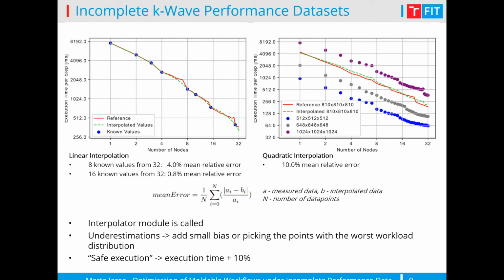Next, I also did some experiments on a domain size that hasn't been seen before and is fully interpolated based on different domain sizes. In this case, I've got some quite nice results using the quadratic interpolation, having the mean relative error of 10%. In reality, a safety gap of 10% of the execution time would always be added to the predicted execution time because hardware itself may impact the execution time. So I call it safe execution.